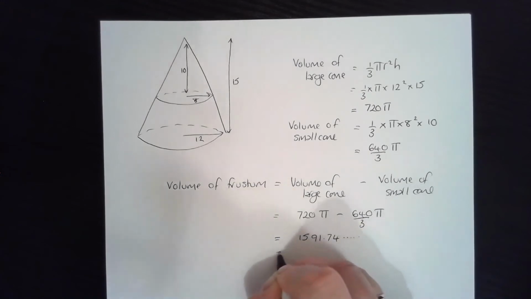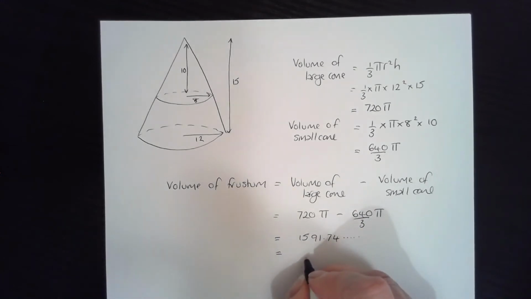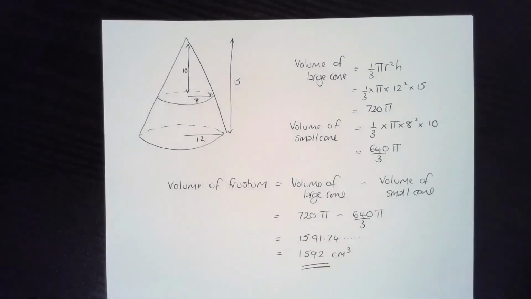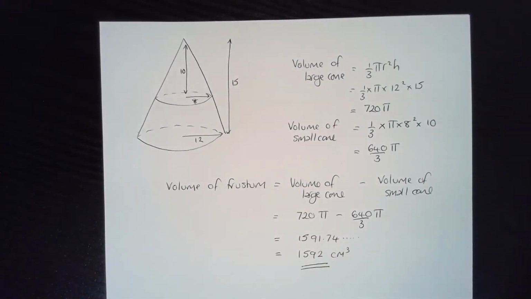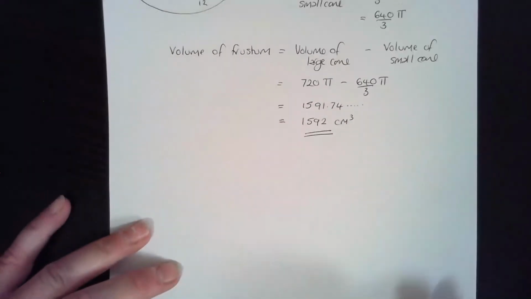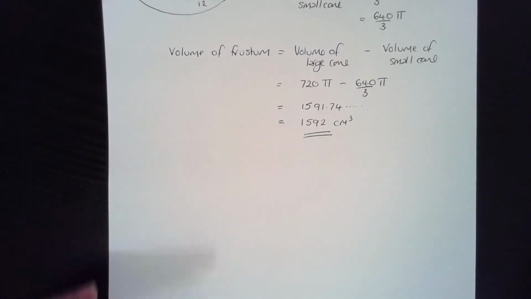1591.74... So let's go for the nearest whole number, or 4 significant figures, and that's 1592 cubic centimeters, because it's a volume. So there's the volume of the frustum. The surface area of the frustum can be found in the same sort of way.